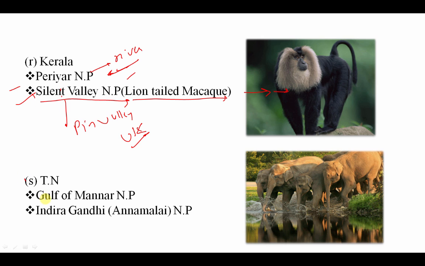From Tamil Nadu, there is one Gulf of Mannar National Park and Indira Gandhi Annamalai National Park. Gulf of Mannar and Indira Gandhi, both are in Tamil Nadu. As I told you before also, Gulf of Mannar Biosphere Reserve is in Tamil Nadu. So as a national park, Gulf of Mannar National Park is in Tamil Nadu and Indira Gandhi Annamalai is also in Tamil Nadu. Sanjay Gandhi National Park is in Mumbai, Maharashtra, Rajiv Gandhi is in Karnataka and Indira Gandhi is in Tamil Nadu.